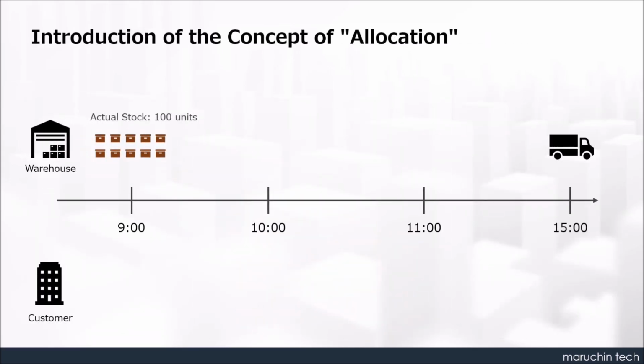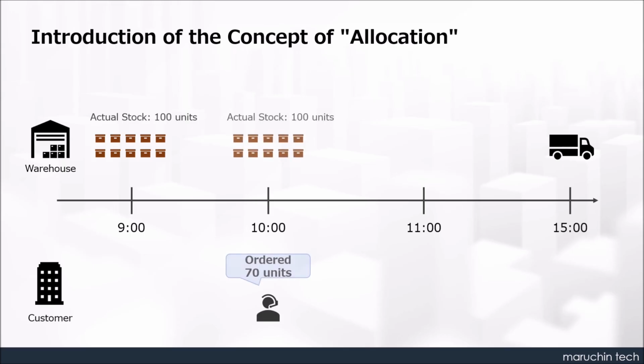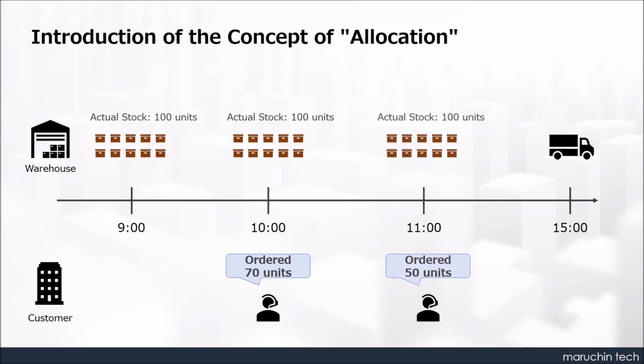Let me explain the concept of allocation using a simple example. First, assume there are 100 items in the warehouse as of 9 a.m. Shipments via truck are scheduled for 3 p.m. At 10 o'clock, we receive an order for 70 items from a customer. Since there are 100 items in stock, we can meet the evening shipment. At 11 o'clock, another order for 50 items comes in. At this point, since the system still sees 100 items, it incorrectly judges that shipment is possible. However, in reality, a shortage of 20 items has occurred.